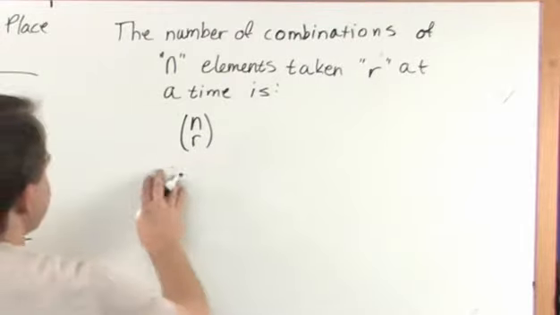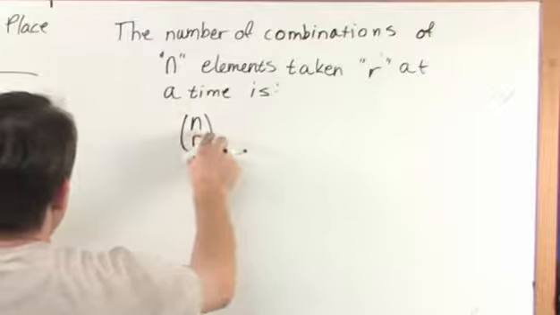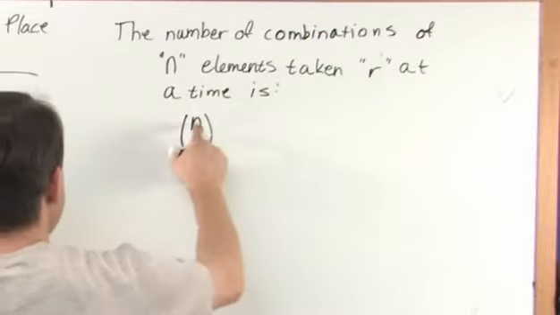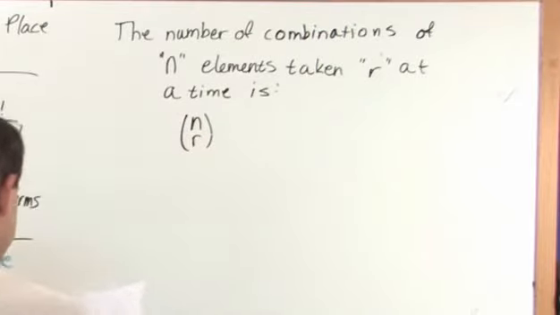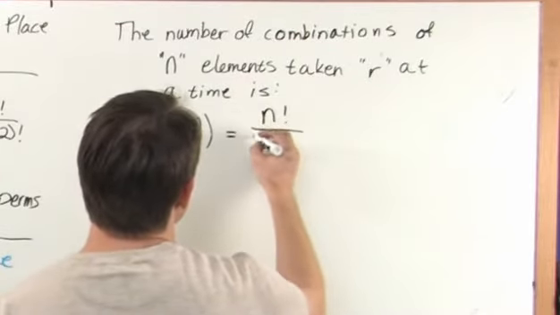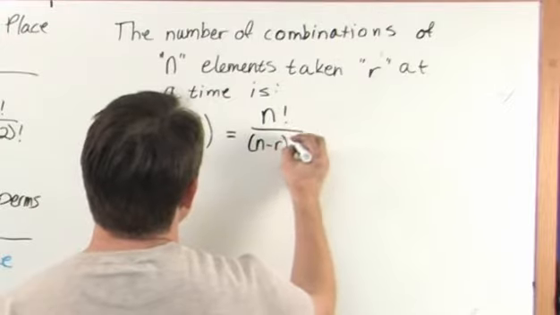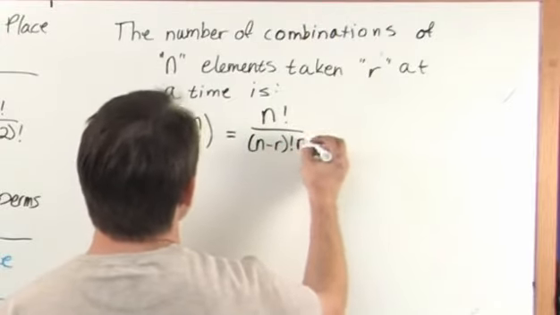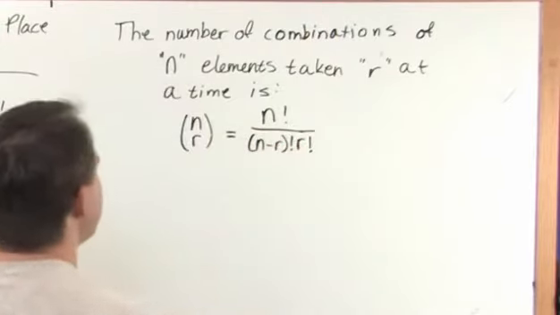You're just going to have to get used to this. There's no fraction here. It's not n divided by r. It's just n and r, with parentheses. Let me write it down, and we'll talk about it. What it is: n factorial over n minus r factorial times r factorial. Okay, that's what it's equal to.